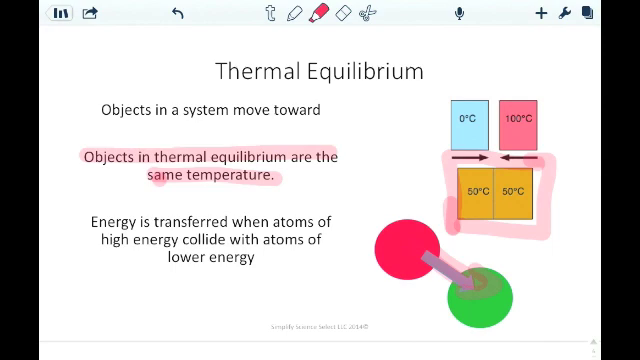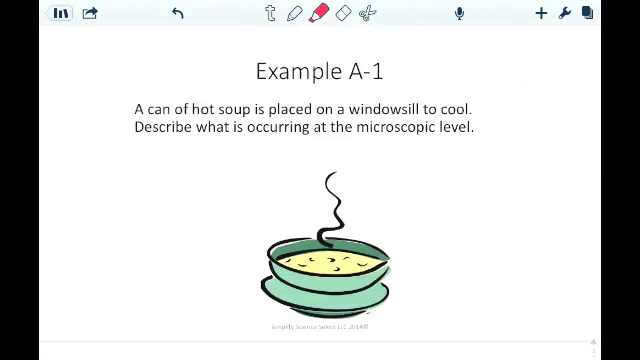So let's go ahead and from here jump into our first example. Example A1 says a can of hot soup is placed on a windowsill to cool. Describe what is occurring at the microscopic level.